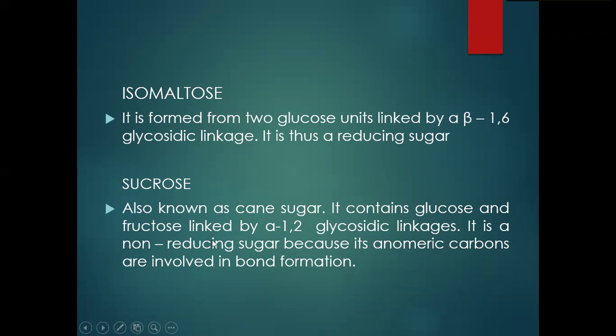Sucrose is known as cane sugar, is derived from sugar cane, and contains glucose and fructose linked together by an alpha-1,2 glycosidic linkage. It is a non-reducing sugar because its anomeric carbon atom is not available for reaction for bond formation. Sucrose is a non-reducing sugar.